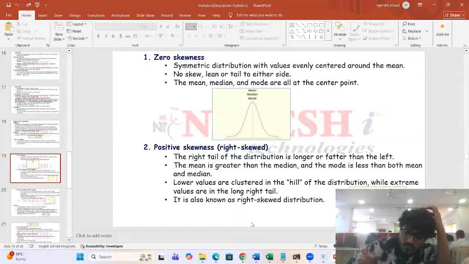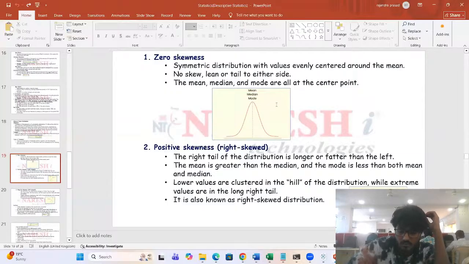When do you say the data has zero skewness? When do you say the data is normally distributed? Whenever the data has zero skewness, it is a symmetric distribution with values evenly centered around the mean, the central point. Whenever you calculate the distribution, the data is distributed equally towards the right side and equally towards the left side from the central point, that is the mean. In that case, you can say the data is normally distributed, or symmetrical, or has no skewness.